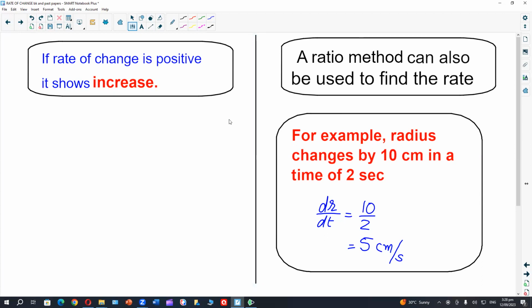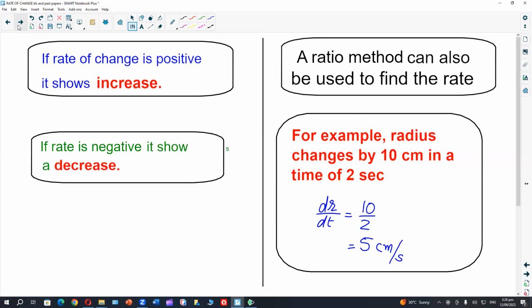If the rate of change is positive, if your answer is positive, it means increase. And if the rate of change is negative, it means decrease. We have to copy these two important concepts.